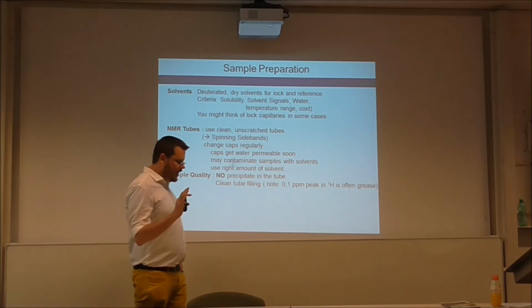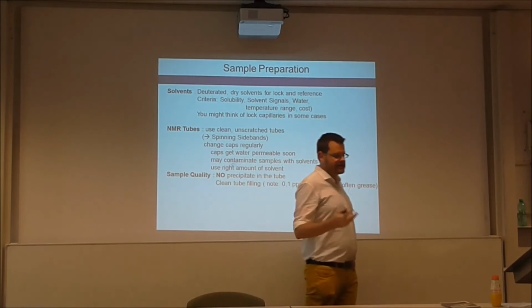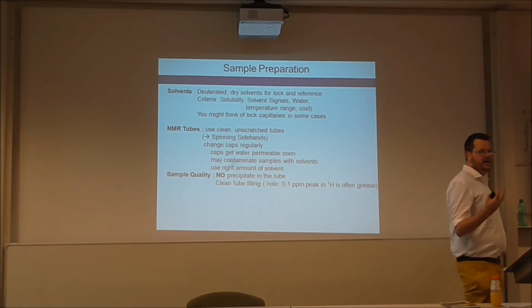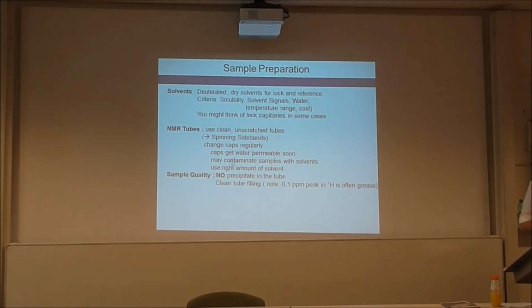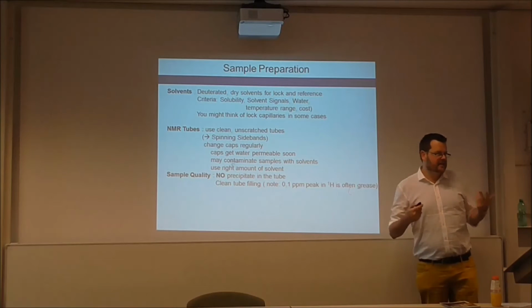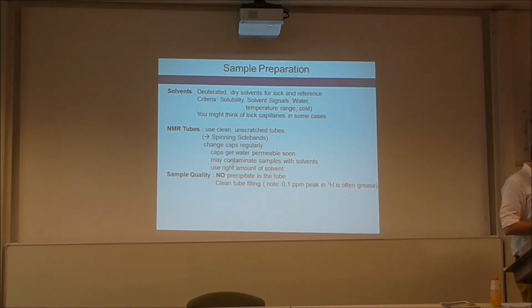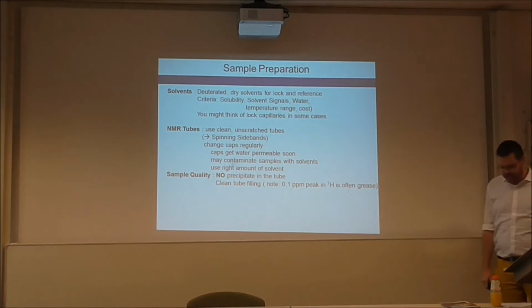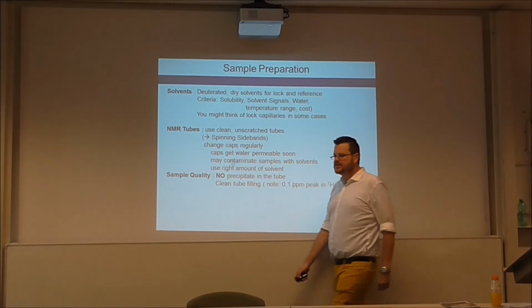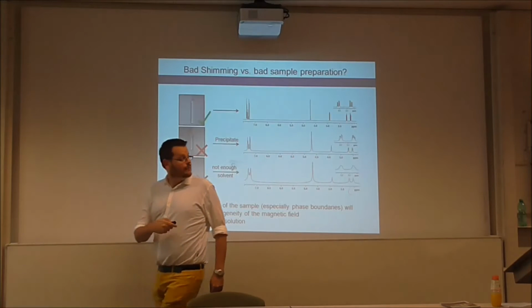But if it's a very sensitive compound and you try to record, let's say overnight, a C13 spectrum, it's probably going to decompose. So one must think about these things and take the sensitivity of the compound into consideration. Very important is that there should be no precipitate in the NMR tube. This just completely ruins the spectra.